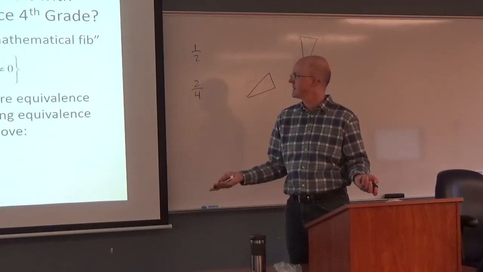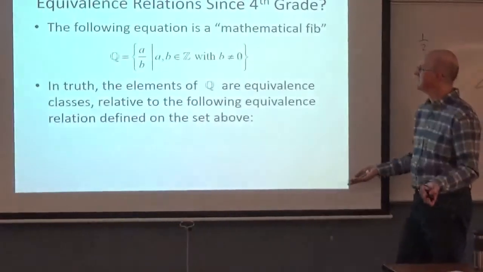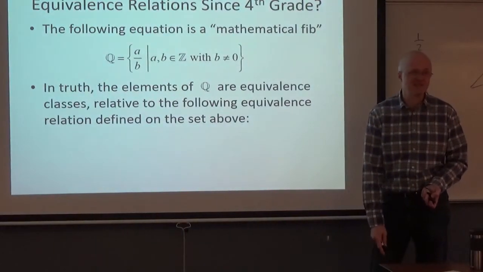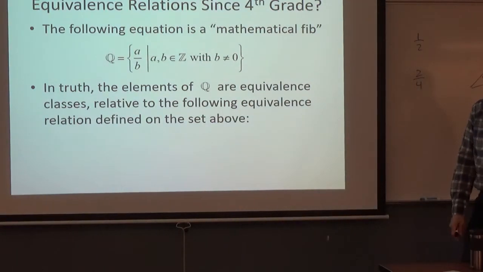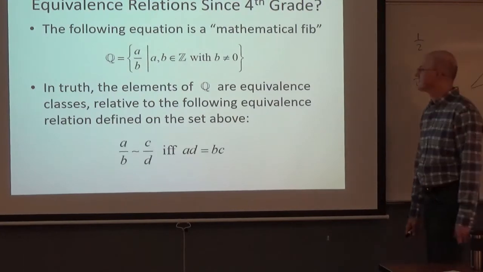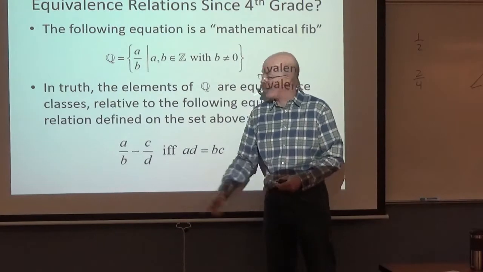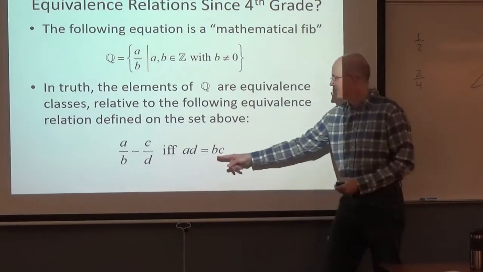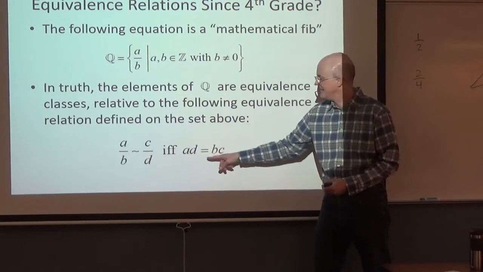Well, it's an equivalence relation. In truth, if you want the full truth, the elements of the rationals are actually equivalence classes of symbols like this under some equivalence relation. What is the equivalence relation? We could write a over b tilde c over d, or if we really wanted to, we could write an equal sign there instead, if and only if, when you cross multiply, you get the same thing. AD equals BC.